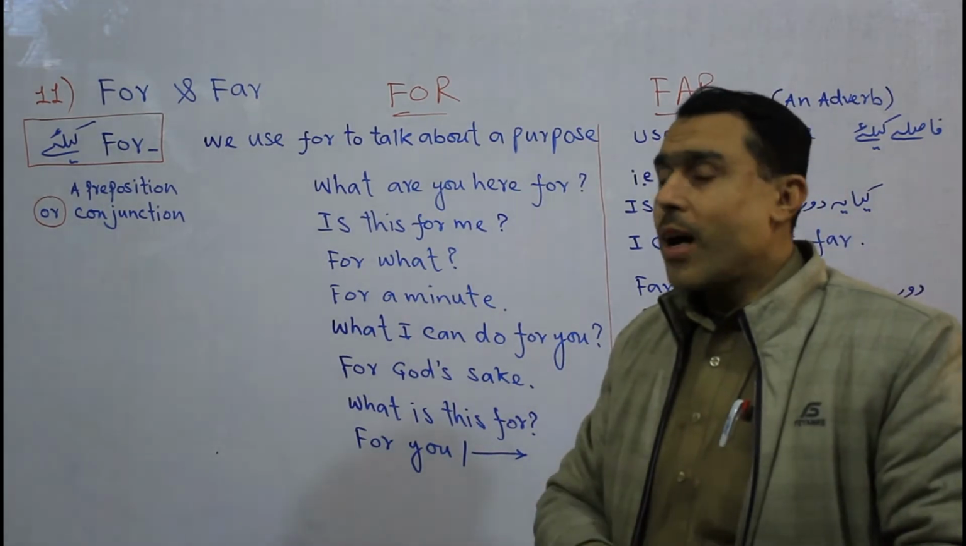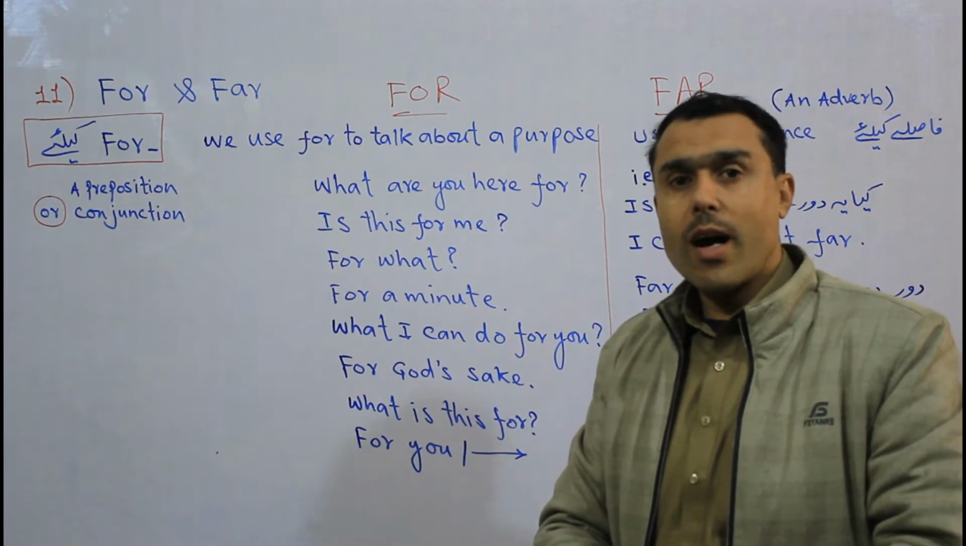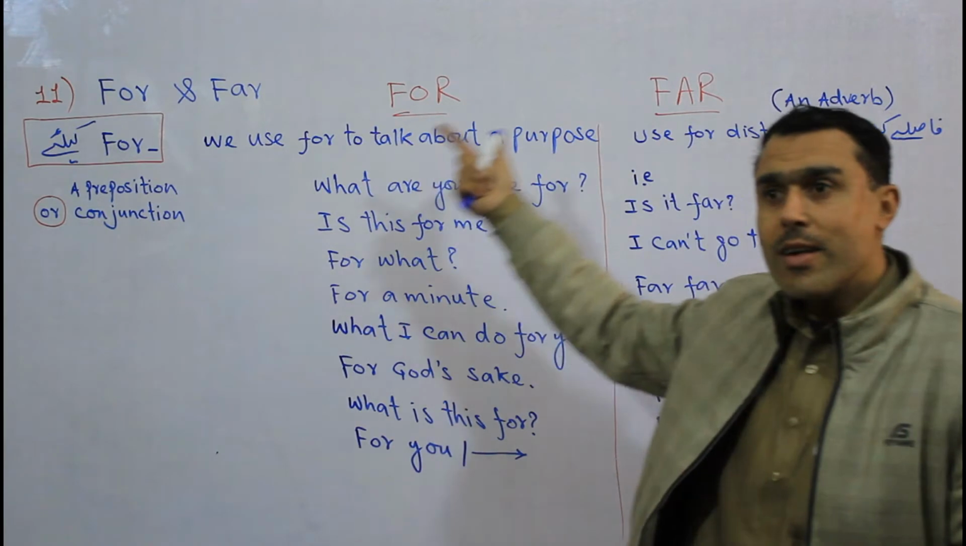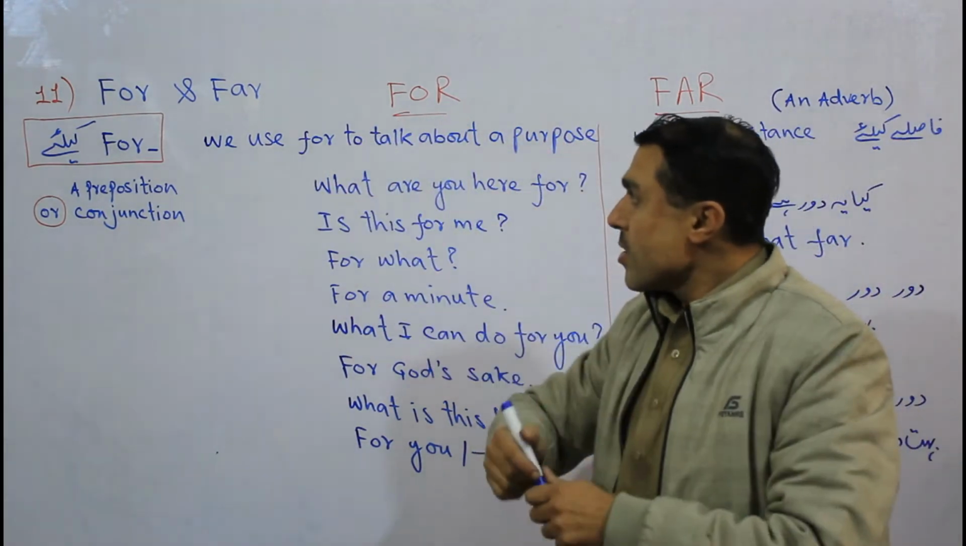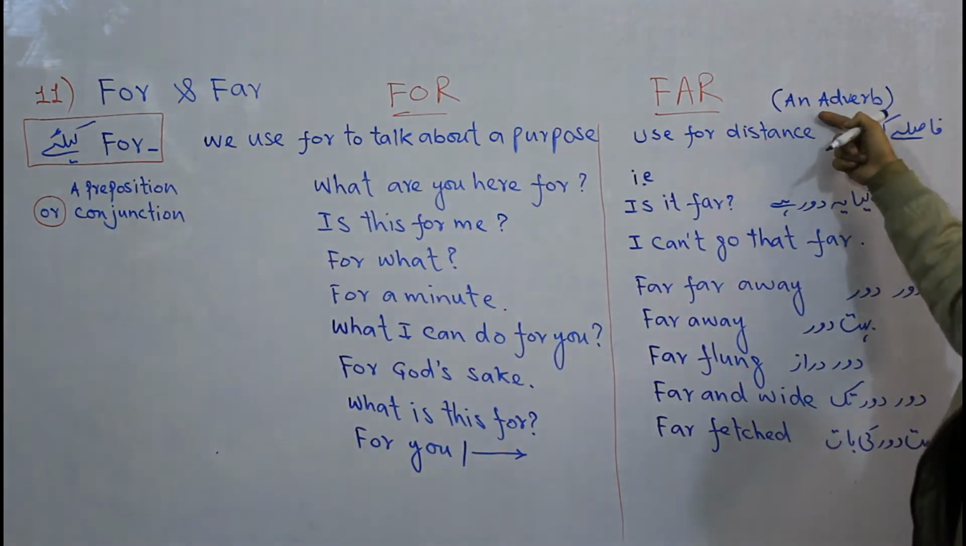Hi, I'm going out for a minute. Oh, that's too far. I can't go there. So I have used for and far. For means के लिए. And this far is what we use for the distance.